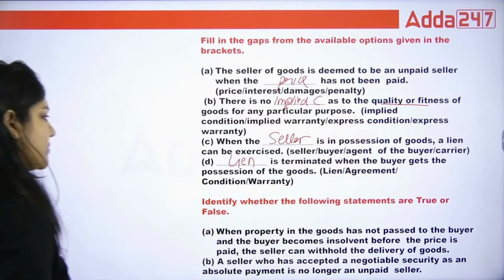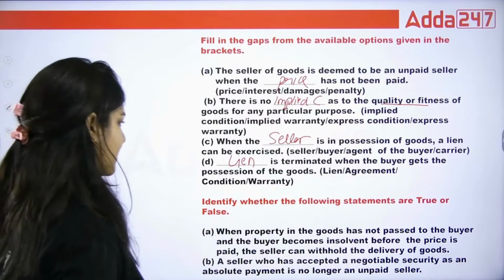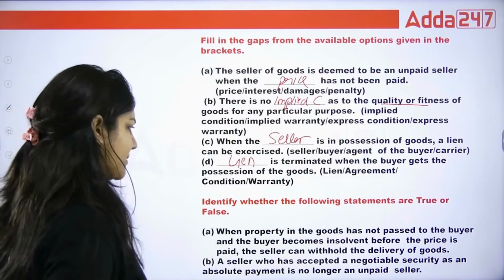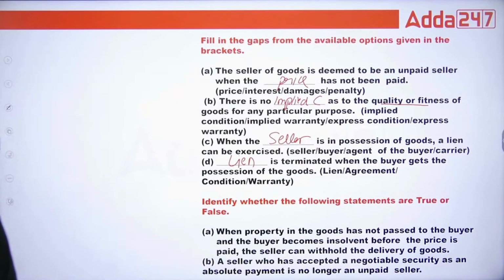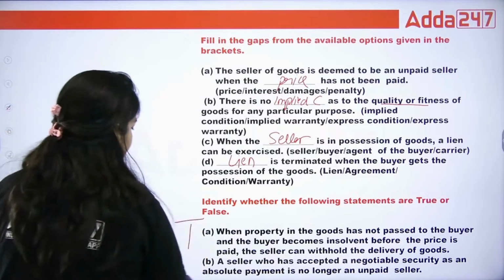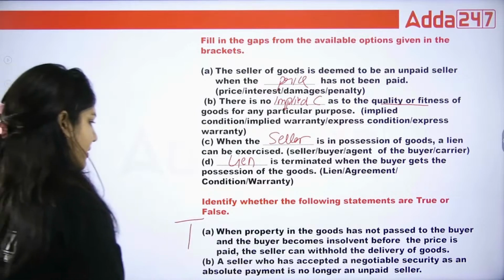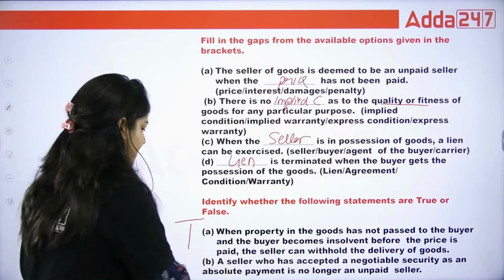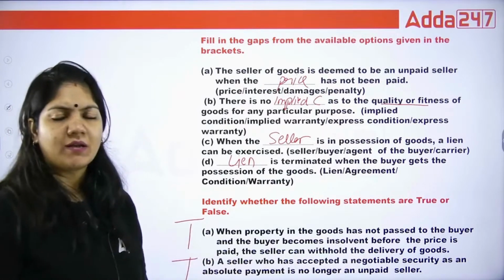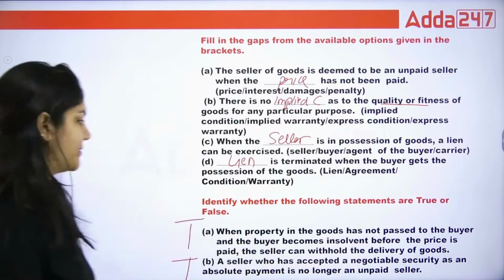When the property in the goods has not passed to the buyer and the buyer becomes insolvent before the price is paid, the seller can withhold the delivery of goods. Tell me guys, can he withhold or not? The answer will be yes, he can withhold. The seller who has accepted a negotiable security as an absolute payment, so why will he be called an unpaid seller? No, that is not called an unpaid seller.